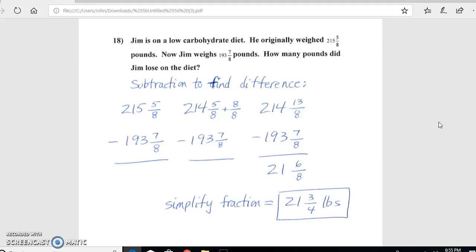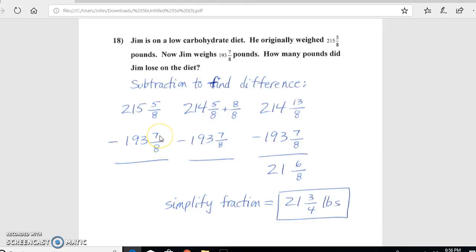And we're going to have to subtract to find the difference between these two weights. So we would take 215 5/8 and subtract from it 193 7/8. If you did this using your calculator, using the fraction key, you would end up with the answer of 21 3/4 pounds. And I've done it here by hand to show you how to do it. You would set it up vertically, as I've done, and you would want to subtract the fraction parts first.